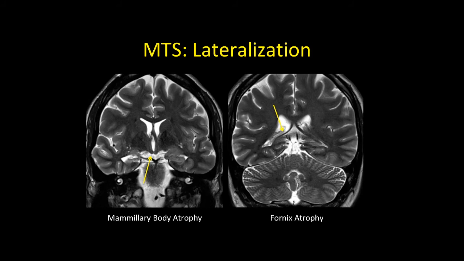A nice trick is to look for secondary signs, so the output of the hippocampus through the fornix to the mammillary body. You can look there for signs of atrophy in this person with right mesial temporal sclerosis. The right mammillary body and the right fornix are atrophied.